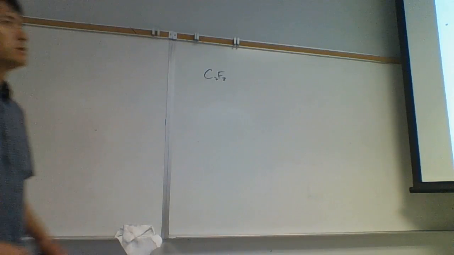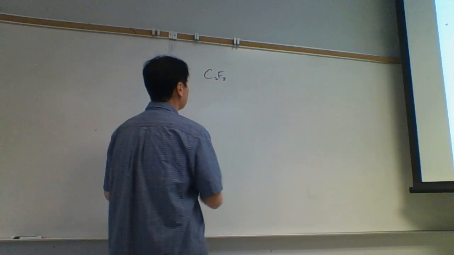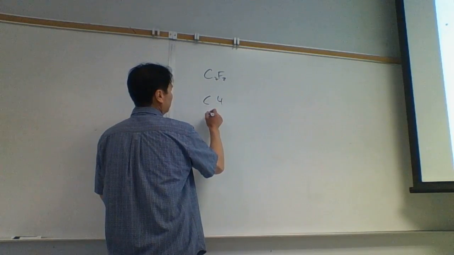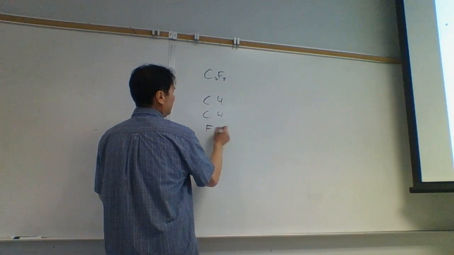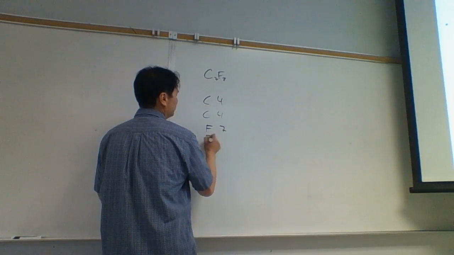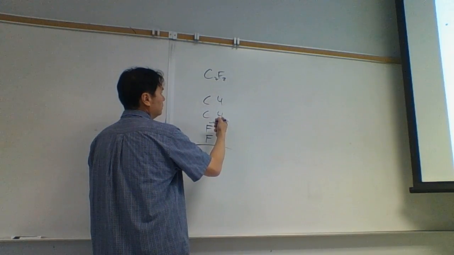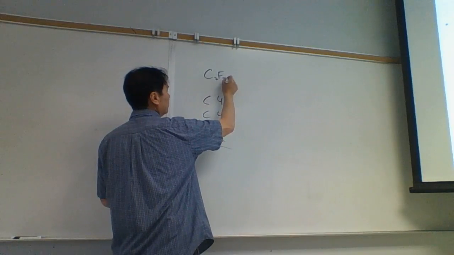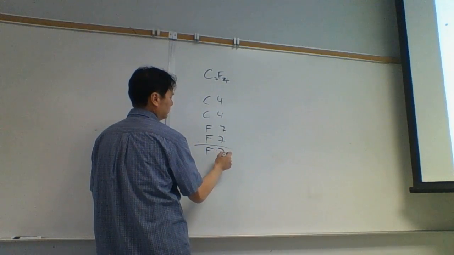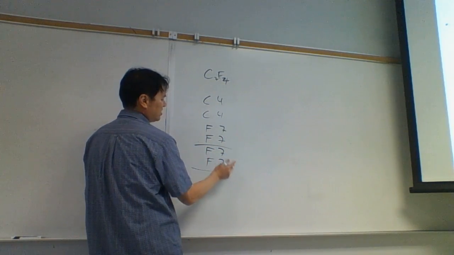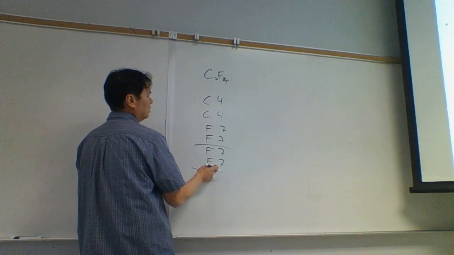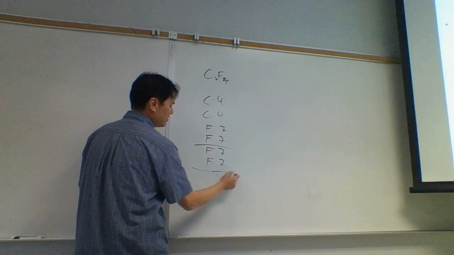Okay, let's go on to C2F4. How would you draw this? Well, carbon is 4. We got 2 of those. Fluorine is 7. We got 4 of those. So that's 28. Plus 8 is 36. 36 electrons.